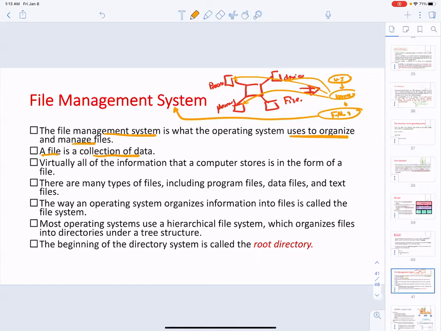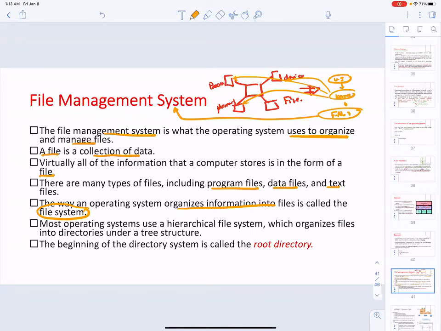We know that virtually all the information that a computer would store will take the form of a file. There are many different types of files. It could be data files, and it could be text files as well, in addition to some program files. The way an operating system will organize the information into those files, that's what we call the file system. So a file system is the architecture or the structure of the organization of the files designed by the operating system.